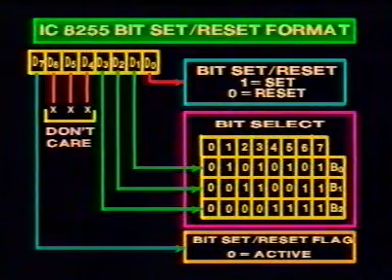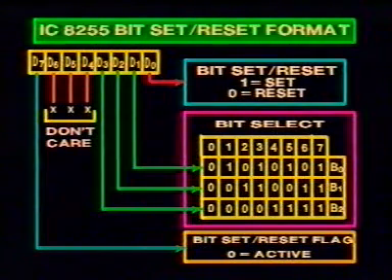Before we learn mode 1, let us learn about the bit set reset mode. Under bit set reset mode, any of the bits of port C can be made 0 or 1. So this is particularly useful in a situation where we have to selectively switch on or off a bit. Let us go to the graphics to learn the bit set reset mode in detail. In bit set reset mode, any bit of the port C can be set or reset.